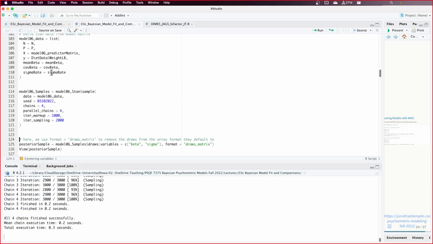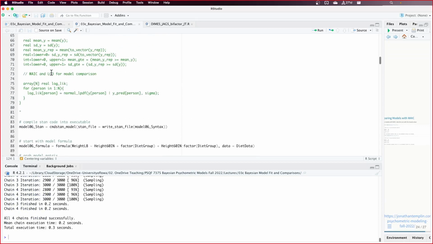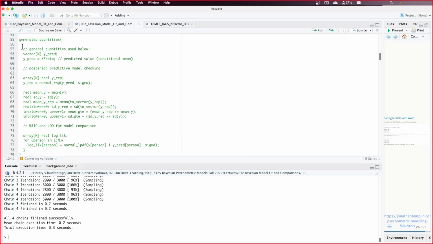So, we estimate our model. You'll note in my syntax, here's my generated quantities. I've got my PPMC values right here. And then I calculate the WAIC and LOO. And all of those values are now saved in our model output, our object.